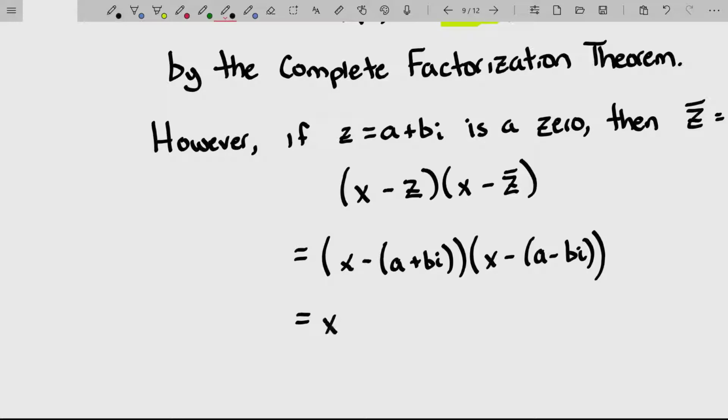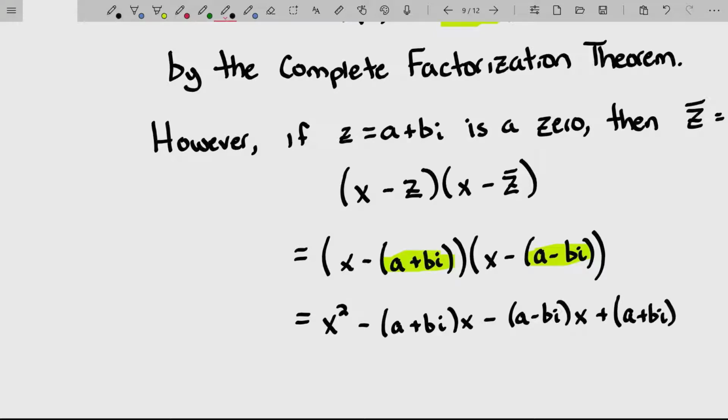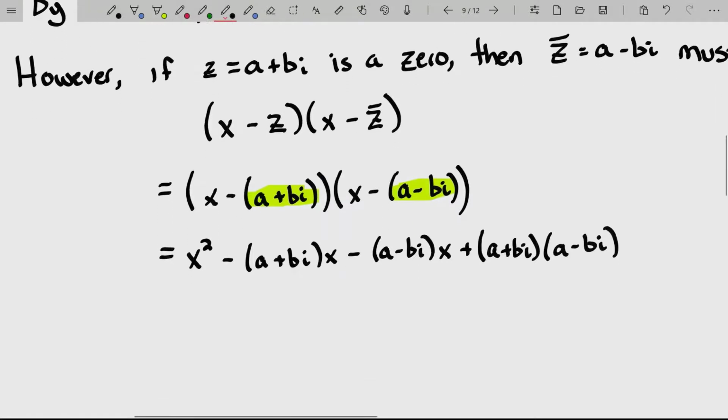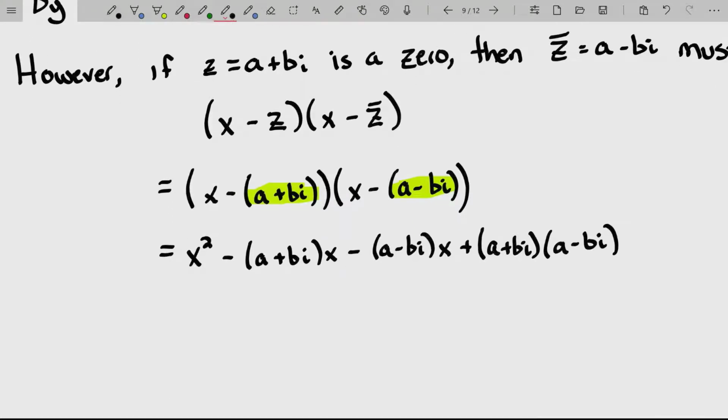If you multiply those out, you'll get x squared minus (a plus bi) times x minus (a minus bi) x, and then finally plus (a plus bi) times (a minus bi). There we go. That's the distribution. And now we'll go ahead and collect like terms here.